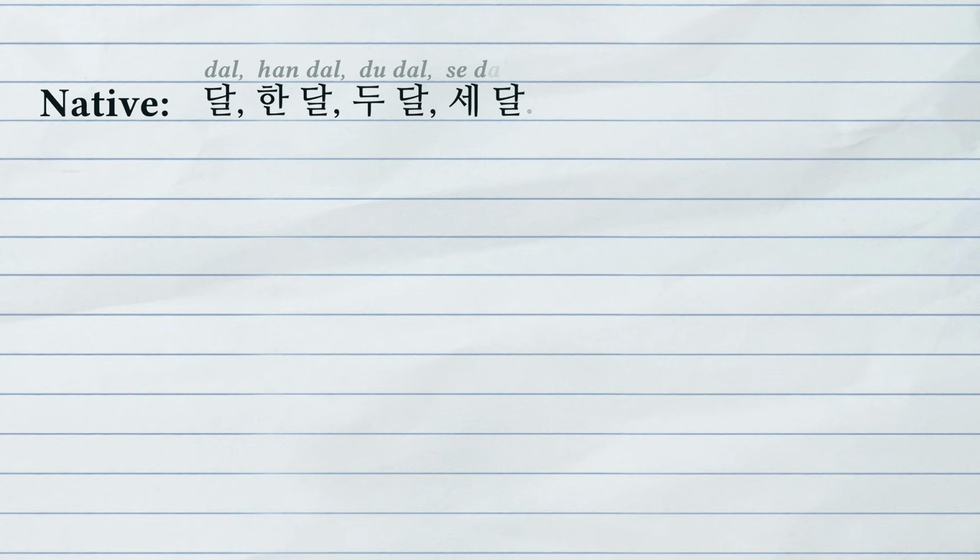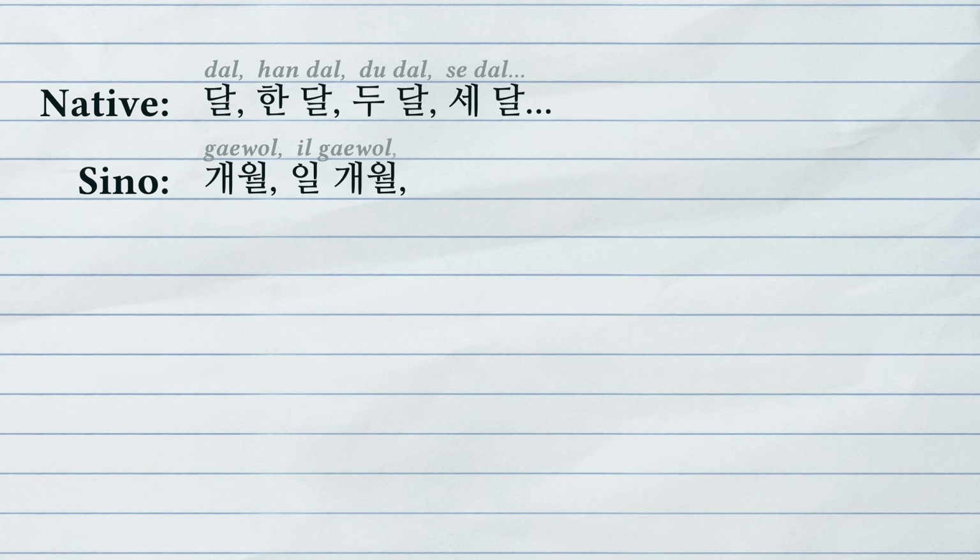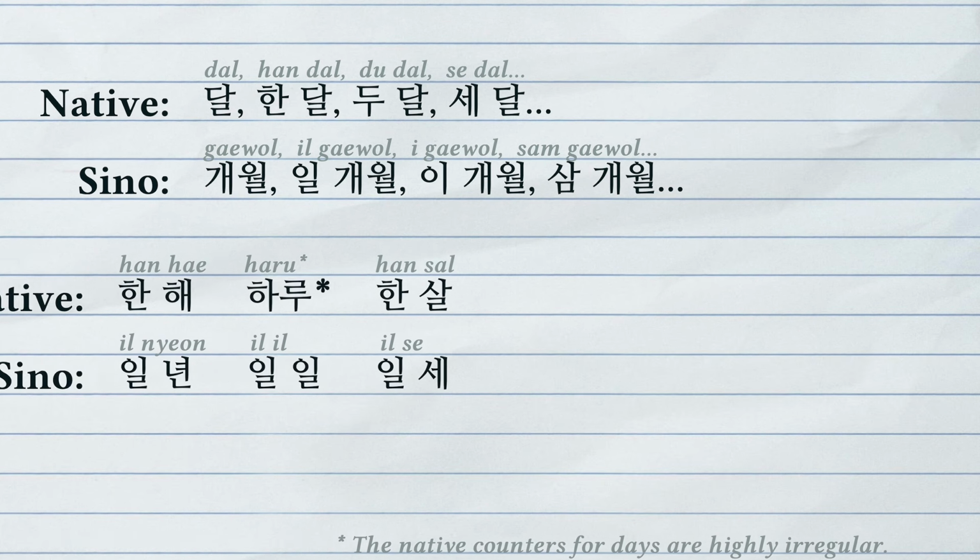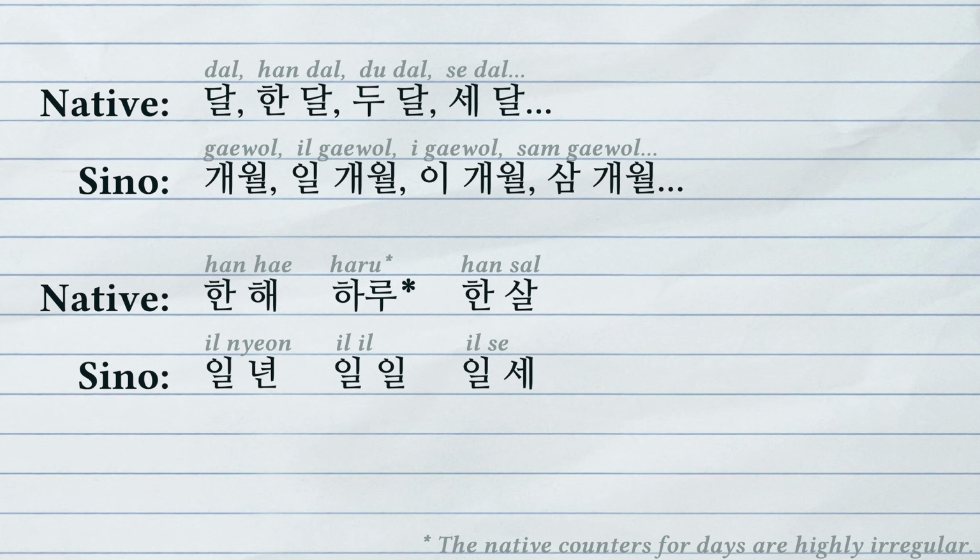Either way, what we do know is that aside from just counting 1, 2, 3, 4, and so on, the systems themselves are not exactly interchangeable. The first way they differ is that certain measure words call for one system over another. For example, there are two different measure words for month. The native measure word, dal, is used with native numbers, and the loanword, gewol, is used with the loaned numbers, obviously. A similar thing happens with years, days, as well as saying one's age, with the native measure words taking native numbers, and the Sinitic measure words taking Sinitic numbers.